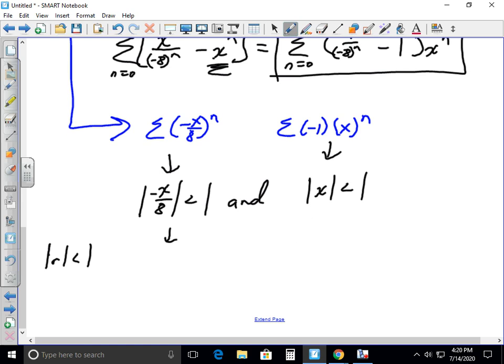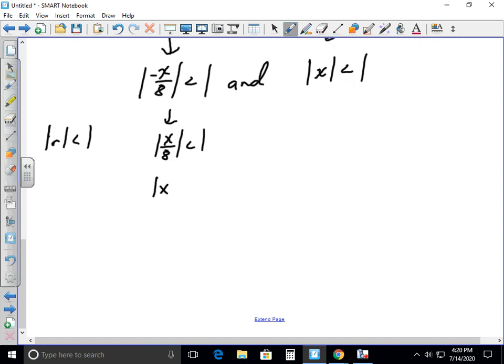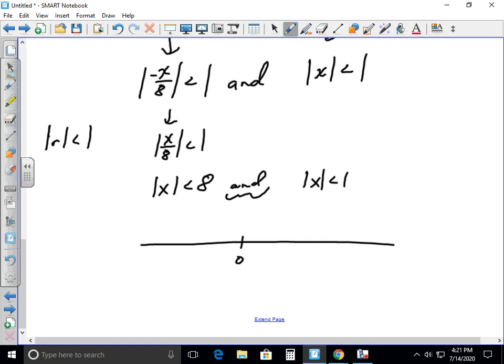So for the first one, we can drop the negative because it's inside the absolute value, multiply by 8, and we get that. And we also get that. So we're looking for and, that's the intersection of this interval and this interval. They're both centered at 0. This one goes to the left and to the right 8. This one only goes to the left and to the right 1. So what will they have in common?